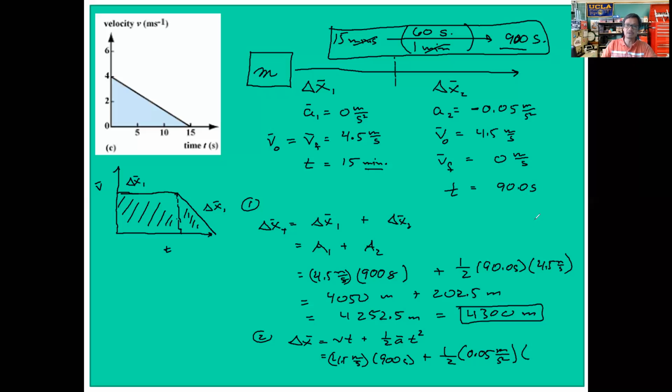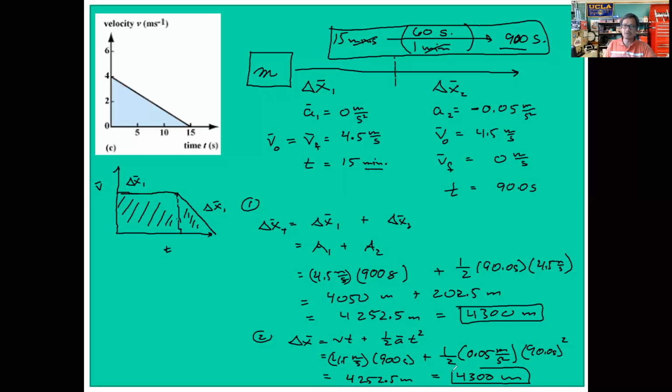And the time interval here is going to be 90 seconds, and we have to square that. All right, so if you plug those values into your calculator and solve for it, sure enough, what do you get, folks? You're going to end up with 4,252.5 meters, which rounded to two significant figures would be 4,300 meters.